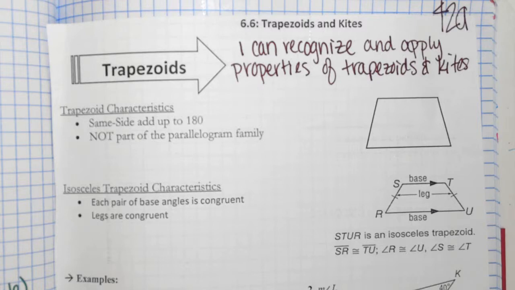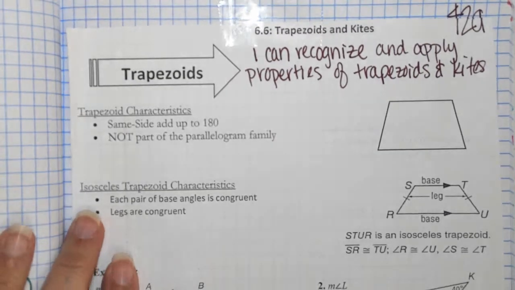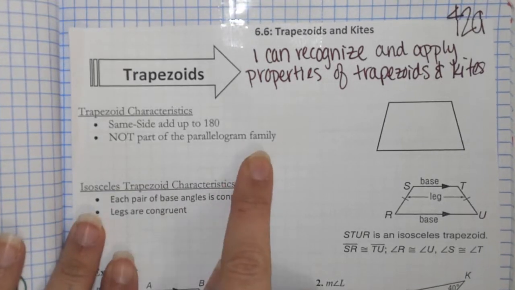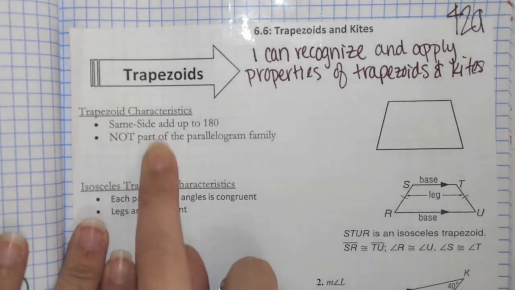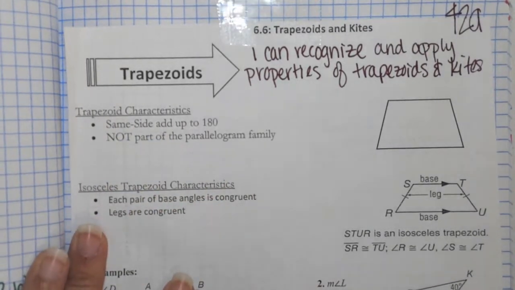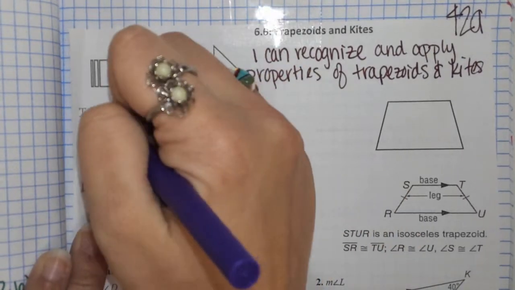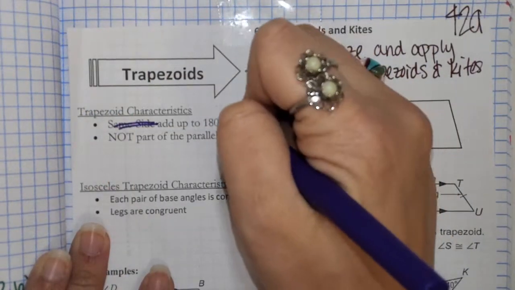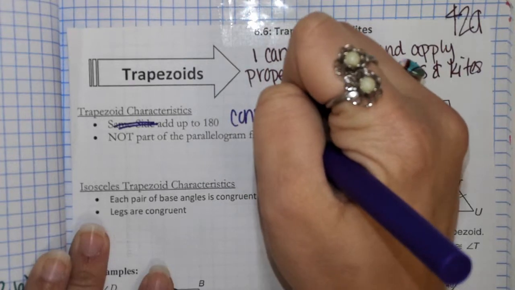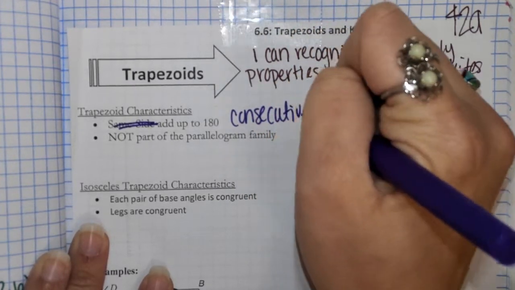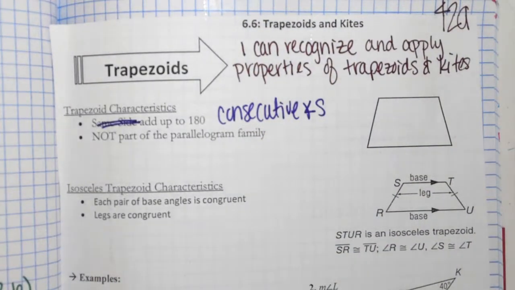Now, trapezoids are a special thing. They are not part of the parallelogram family. And same side, please mark through that. I forgot to change this. Consecutive angles, because we use the real words. Consecutive angles add up to 180 degrees.